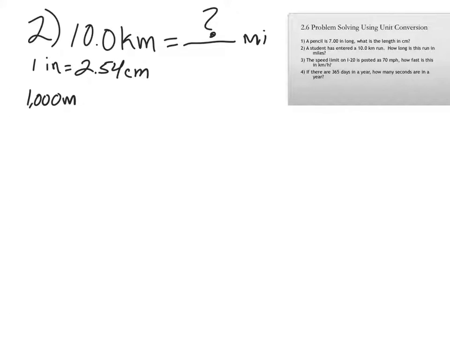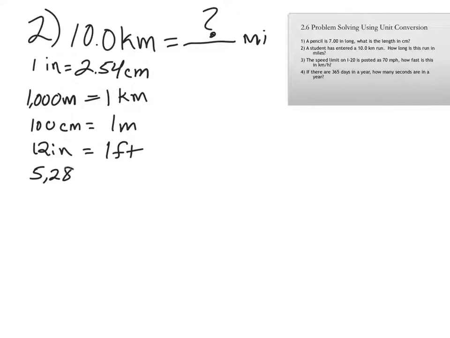So first we need to have all of the conversion factors here. 1,000 meters is equal to 1 kilometer. And we've got 100 centimeters is equal to 1 meter. We have 12 inches equals 1 foot. And 5,280 feet is equal to 1 mile. So we've got 1, 2, 3, 4, 5 different conversion factors that we're going to use here.